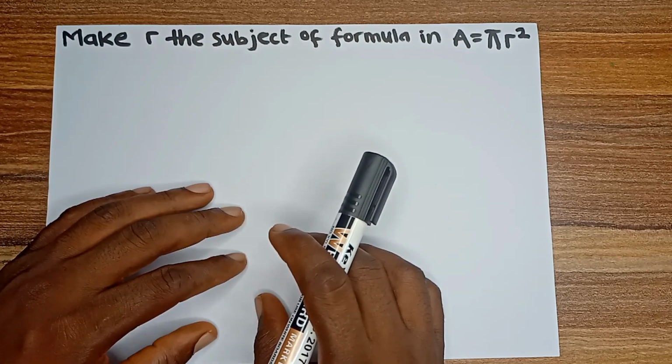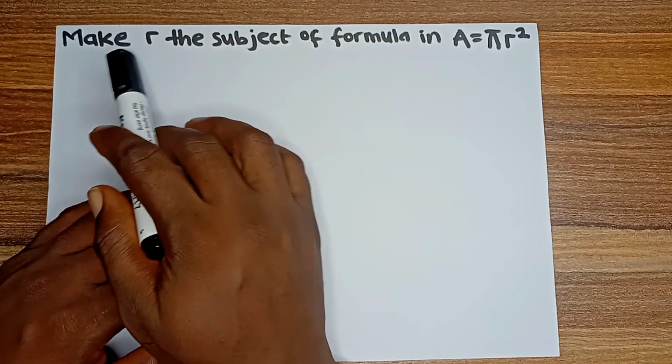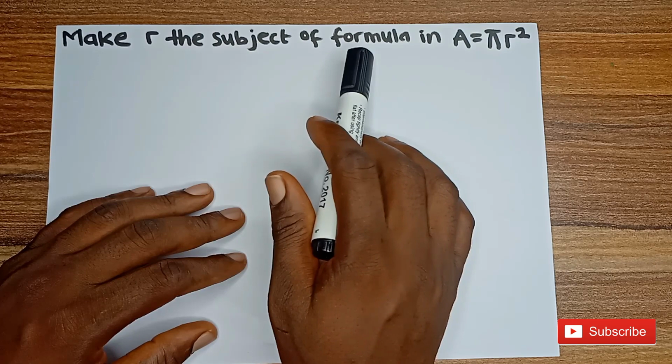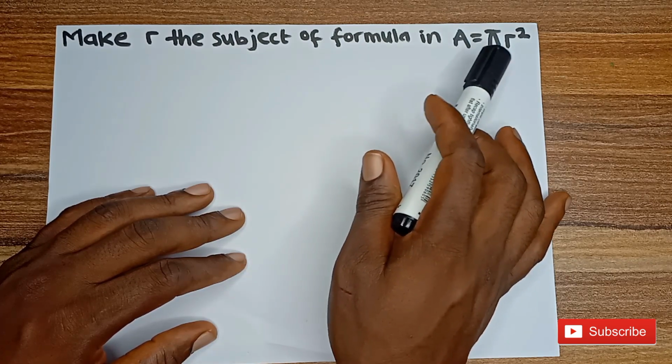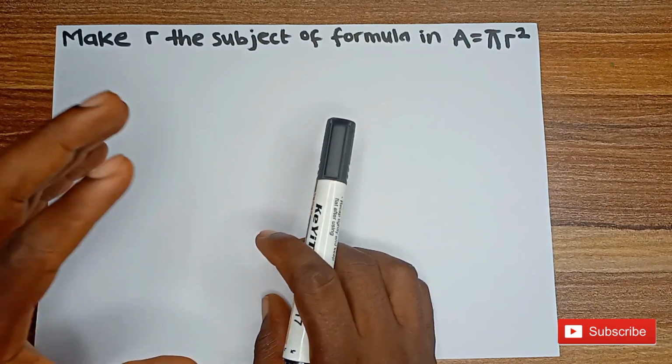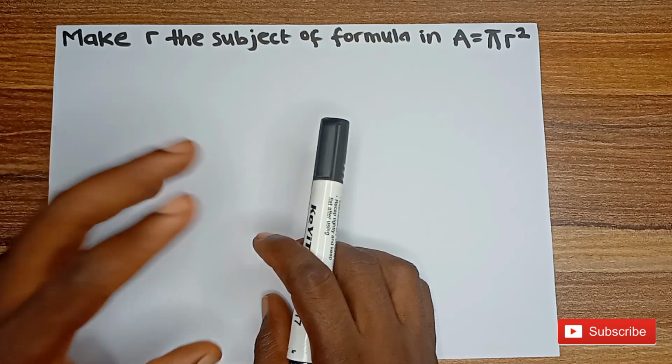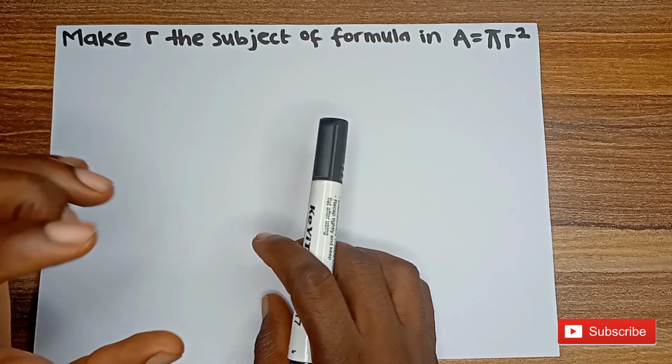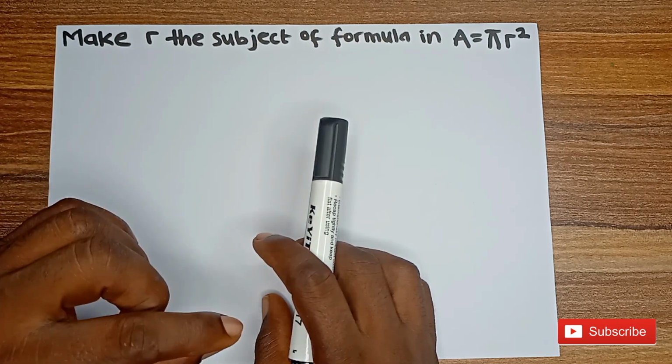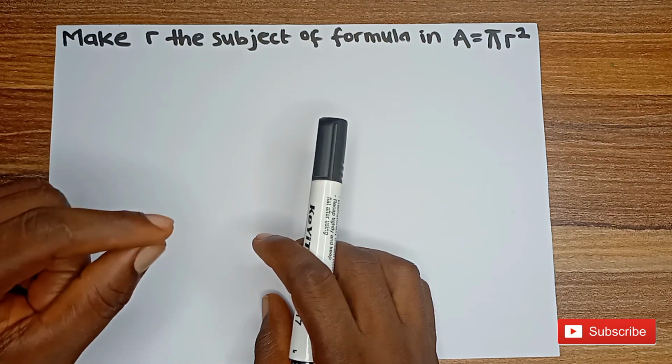Hi guys, let's look at this simple question that we have here. We are told to make r the subject of the formula in A is equal to pi r squared. The subject of a formula is the value we are trying to calculate. In every formula, we always have a subject, which is the value we are trying to calculate.